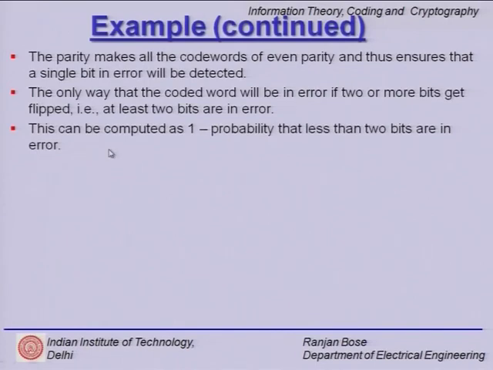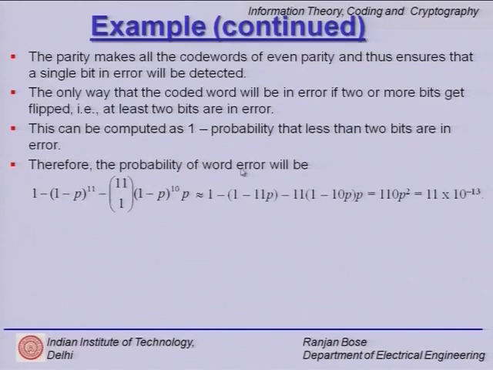So how do we calculate the probability of error for this? Well, it is 1 minus the probability that less than 2 bits are in error. So the probability of word error can be written as follows: 2 or more bits are in error, and if you write it out like this, 1 minus the probability that none of them are in error, or 1. So you have this expression and you get 11 into 10 to the power minus 13 if you work this out.